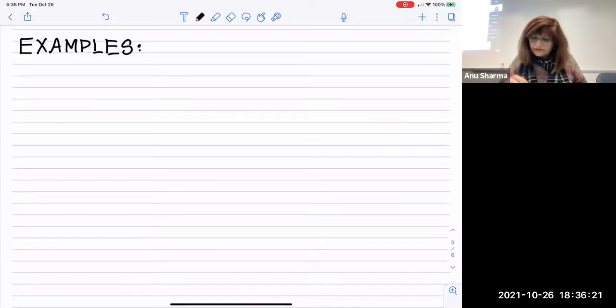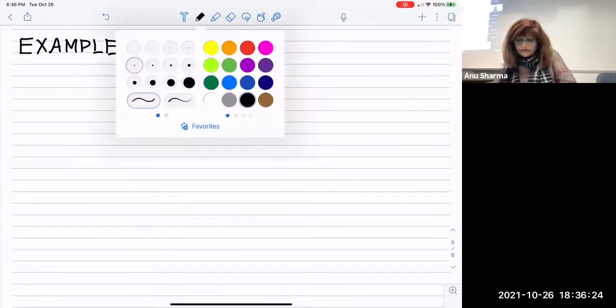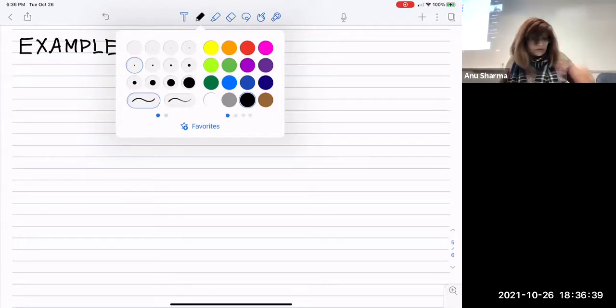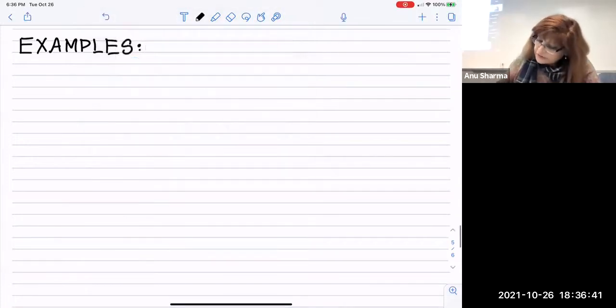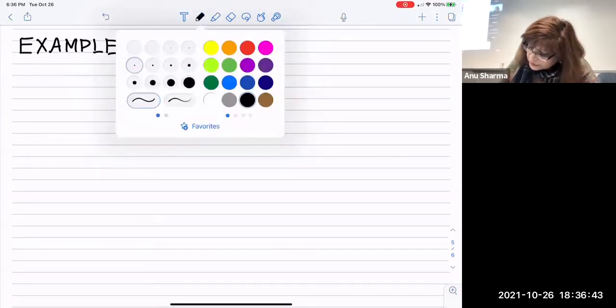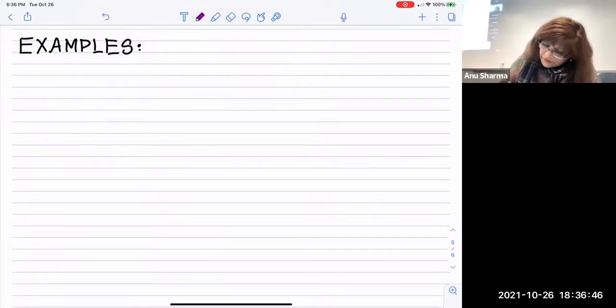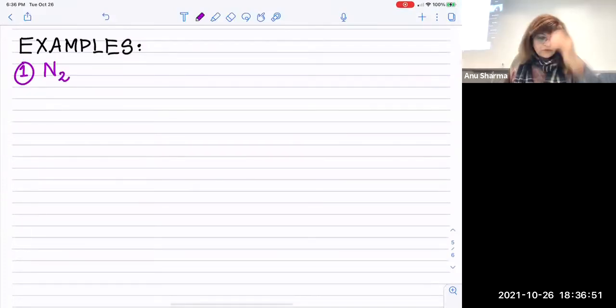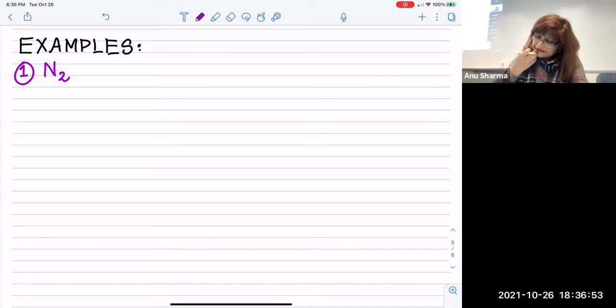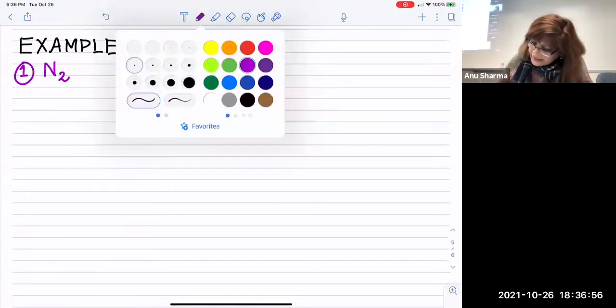Now let's look at an example. Let's do H2O, CO2. Okay, I want to do nitrogen first of all. Let's see what's happening in nitrogen. Example one: nitrogen, N2.